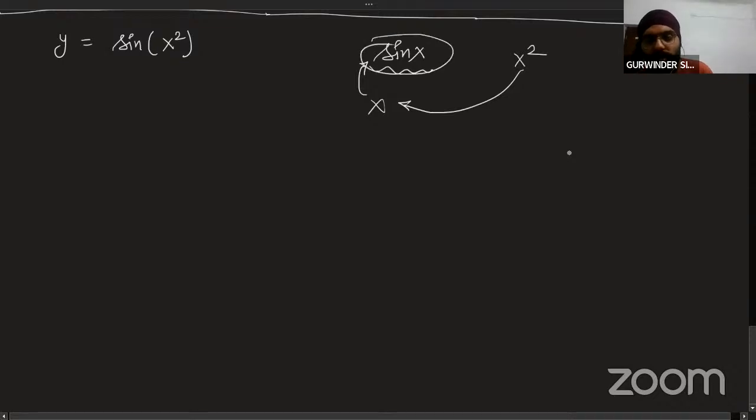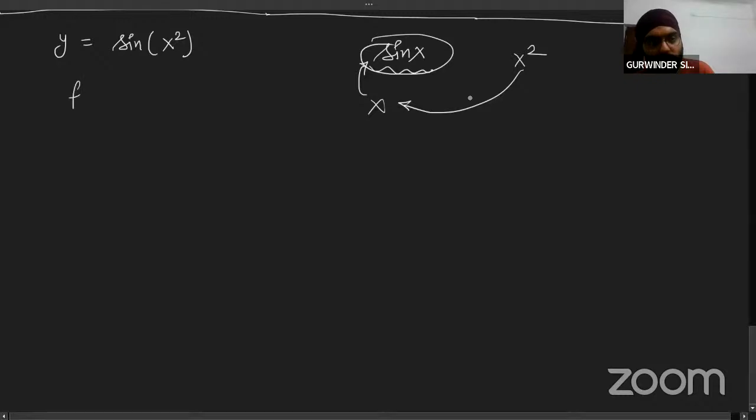Okay, so these were the two rules we had learned: multiplication and division. We often come across another problem sometimes. What happens is, I have one function that is being written inside another function. So for example, if I take y is equal to sine of x squared. If you look at it closely, we had a function sine x, we had a function x square. So instead of this x, we are putting this function over here, right? You can see what we are doing.